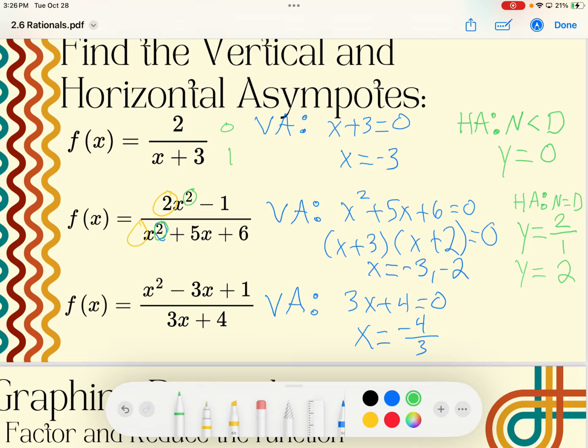Okay, what's our degree of the top this time? So I have x squared minus 3x plus 1. So what's our degree of the top? Excellent. The x squared, so 2. And then if I don't see a degree, but I still have an x, what's our degree of the bottom? 1. So which one's bigger? The 2. So the top is bigger than the bottom, which means that we have no horizontal asymptote.